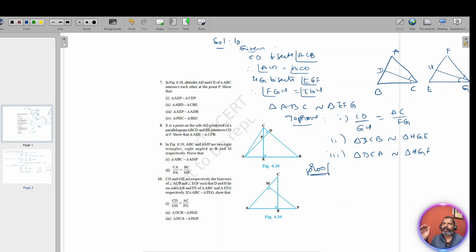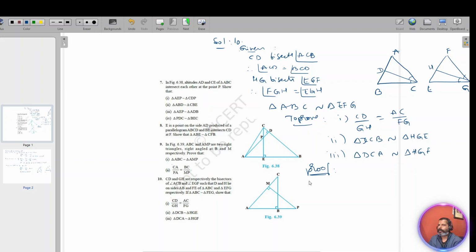Remember, when they ask to prove multiple parts, there is no need to go with the first part first and the second part second. Sometimes we prove in the reverse order, or whatever comes first we prove. Some things will be derived from the proved statements. In this case, we are not proving the first one first; we are proving the second and third. From the third we get the first part. Let's see how to prove it.